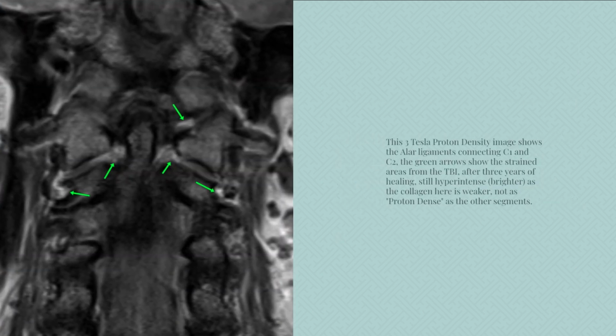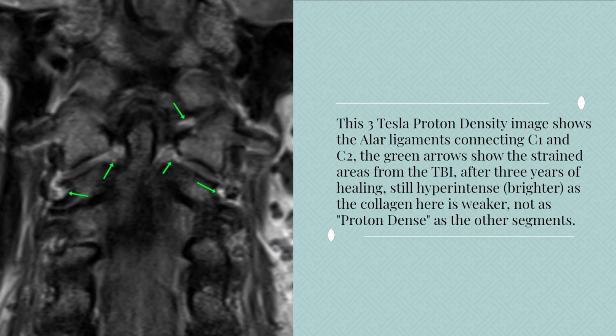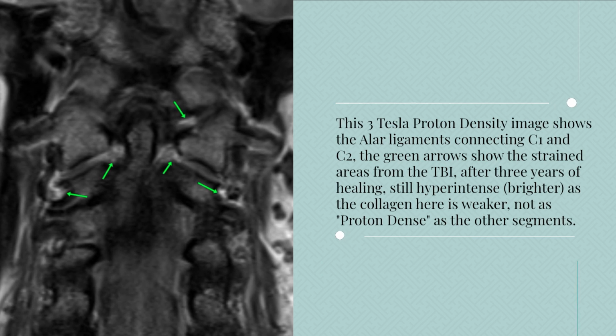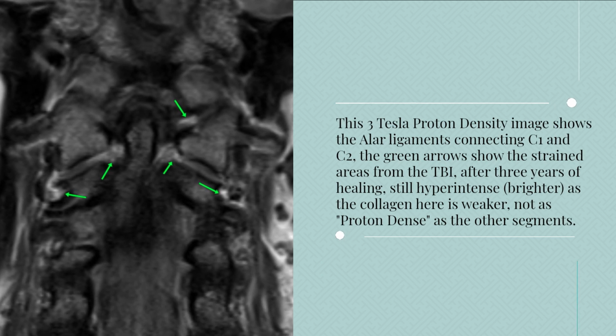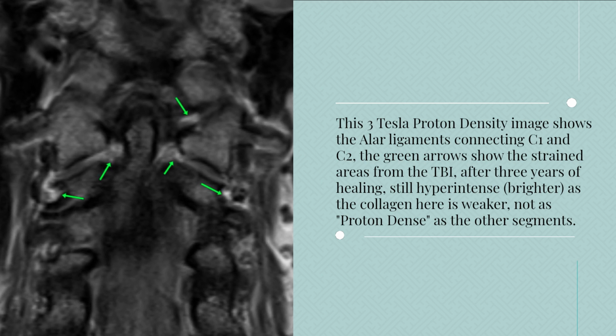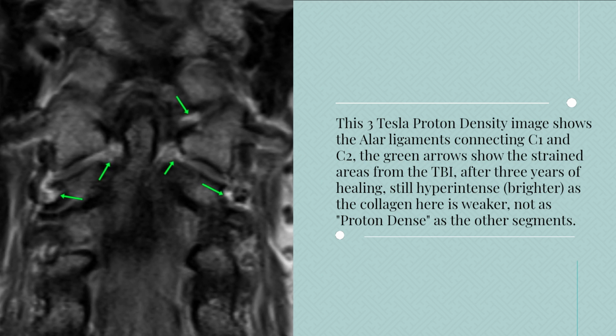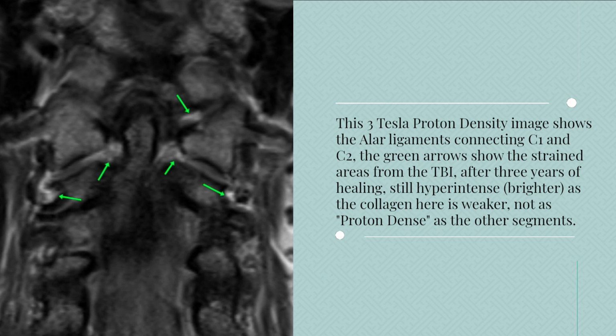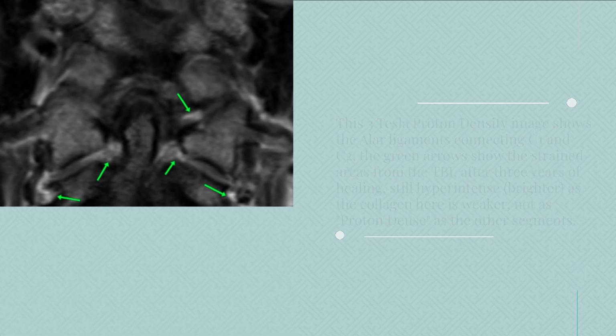The upper neck area, with its ligament-supported C1, C2 structures, is an especially important and vulnerable area. This 3 Tesla proton density image shows the alar ligaments connecting C1 and C2. The green arrows show the strained areas from the TBI, after 3 years of healing, still hyperintense, brighter, as the collagen here is weaker, not as proton-dense, as the other segments.